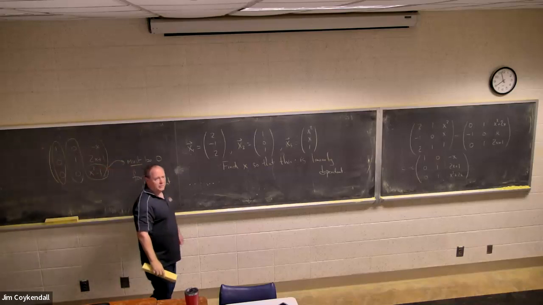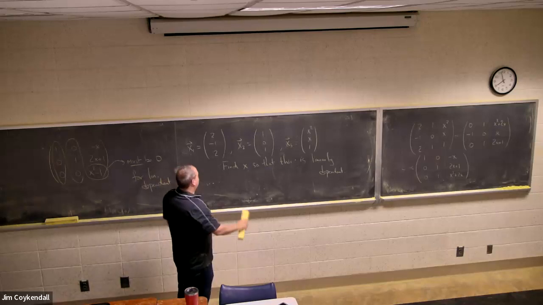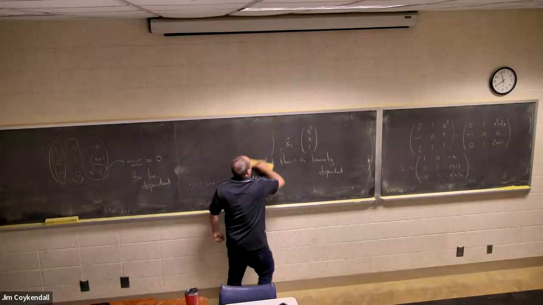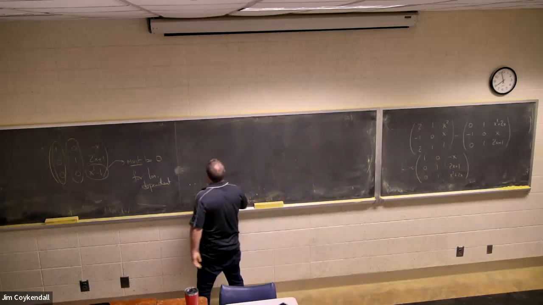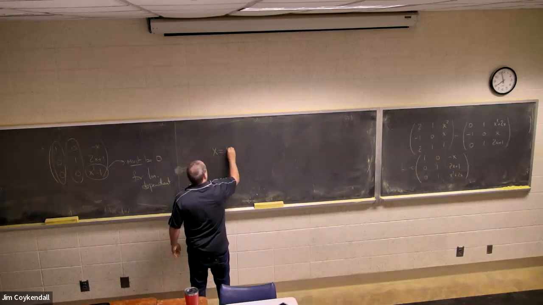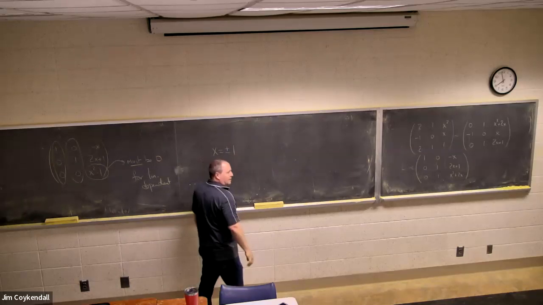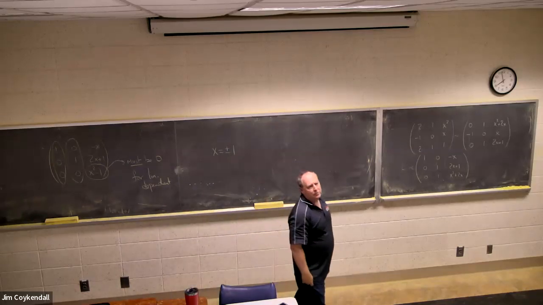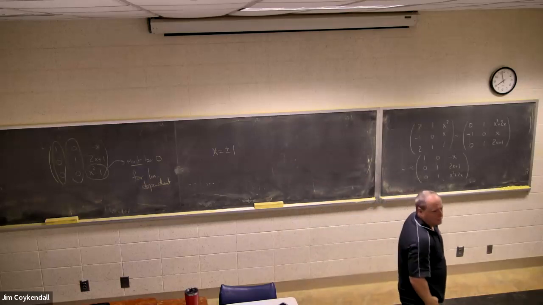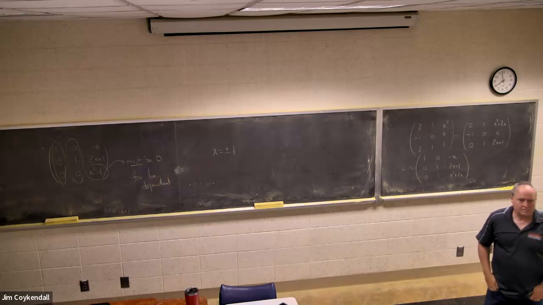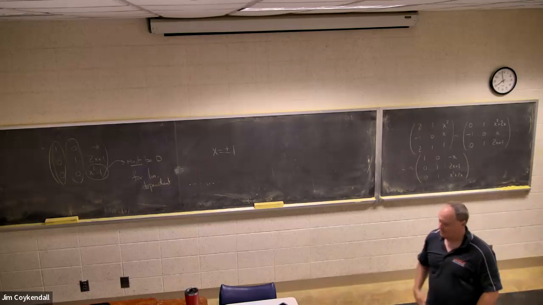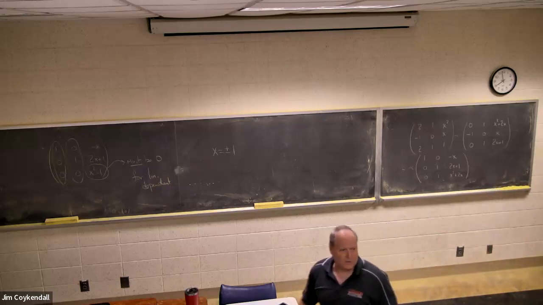Has to be 0. Because if it's not 0, that's a third pivot column. Everybody okay with that? And so my answer: x is equal to plus 1. Any questions?